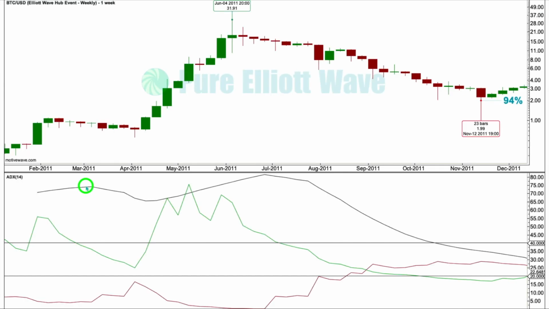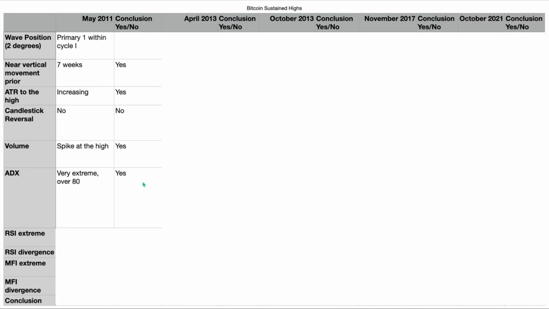How did ADX behave? ADX was very, very extreme. So there are two measures of how extreme ADX can get. The first measure is the black ADX line above both DX lines. Yes. The second measure is the ADX line above 40, or for some markets 45. Yes, for this market, well above that number. So very extreme. Yes, over 80, ADX meets that condition.